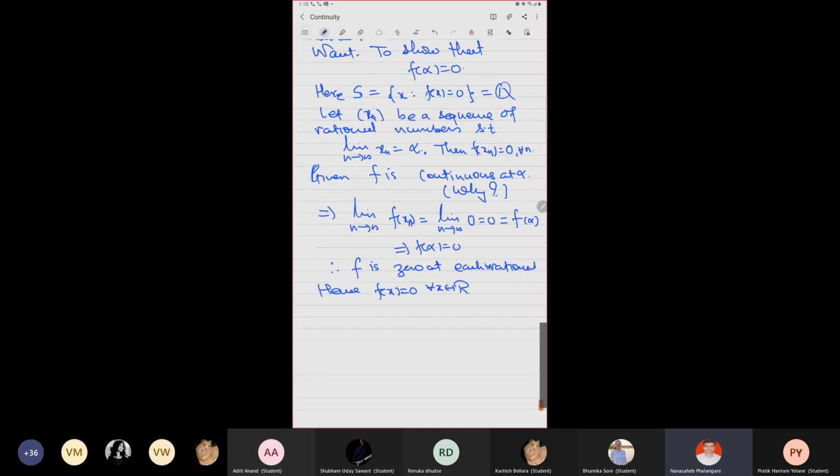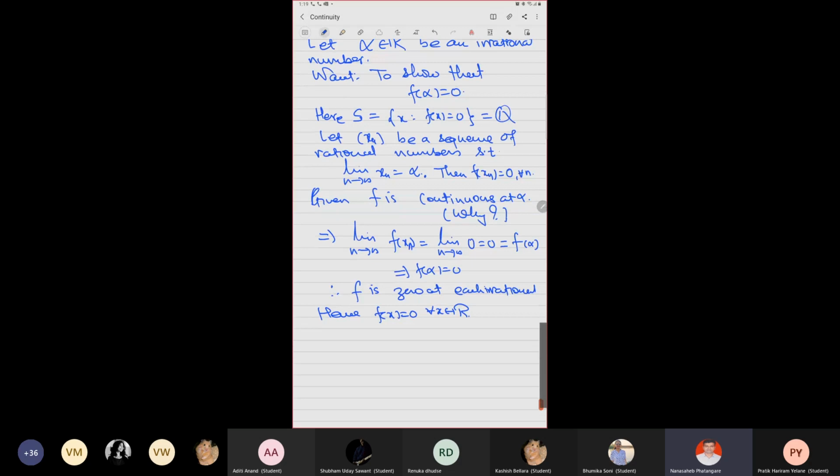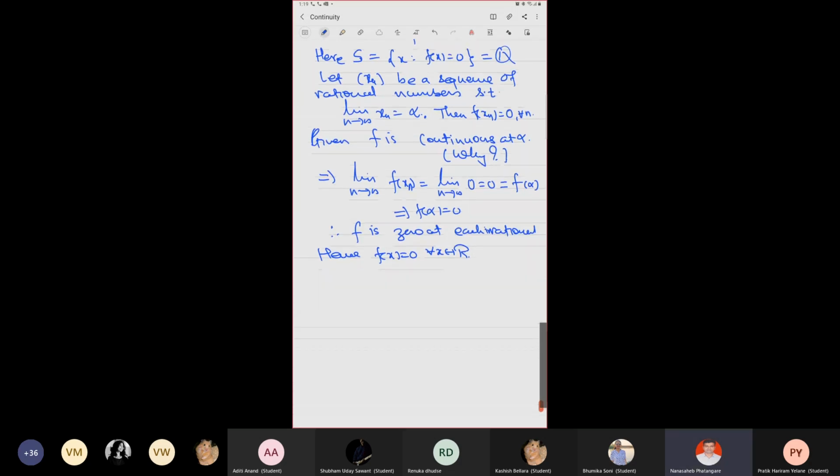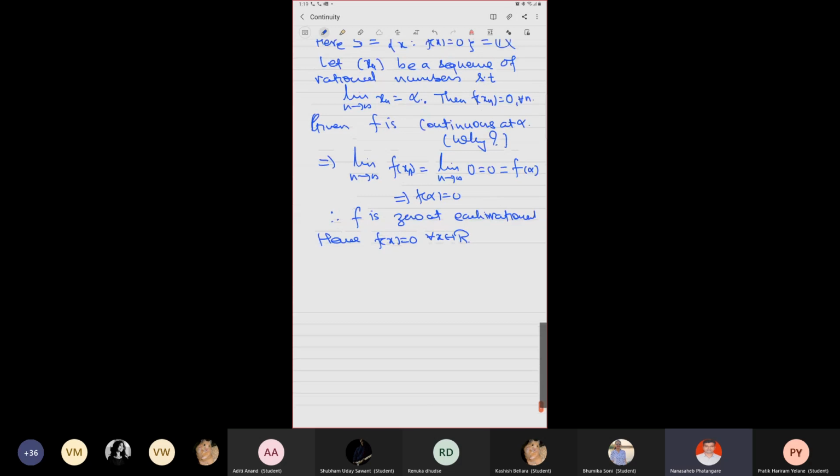So this is a speciality of continuous functions, and there is also some special property of rationals, because if you choose any irrational, there is a sequence of rationals converging to it. That is the special property, so that this is true. Therefore, a continuous function which is 0 at the rationals is 0 everywhere. Right.